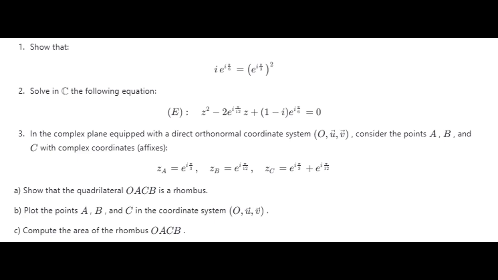Part 3, in the complex plane with orthonormal coordinate system O, u vector, v vector, consider the points A, B, and C with affixes z_A equals e to the i pi over 3, z_B equals e to the i pi over 12, z_C equals e to the i pi over 3 plus e to the i pi over 12. Question A, show that the quadrilateral OACB is a rhombus. Question B, plot the points A, B, and C in the coordinate system. Question C, compute the area of the rhombus OACB.